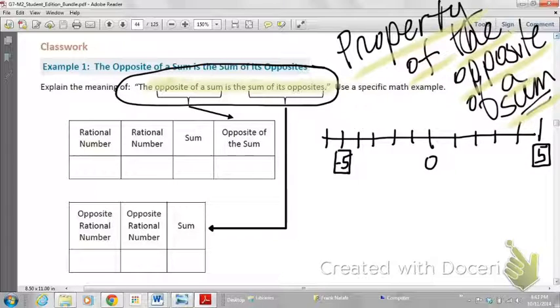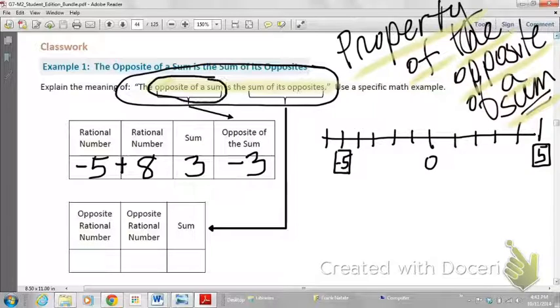But anyway, what we would do here is we would put a rational number, just randomly. Maybe we had -5, and then we had 8. We would come up with the sum of these. So you have a -5 plus a +8, which of course is going to be 3. Now the opposite of that sum is -3. So that's the opposite of a sum part.